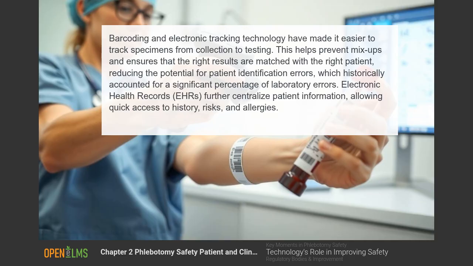Barcoding and electronic tracking technology have made it easier to track specimens from collection to testing. This helps prevent mix-ups and ensures that the right results are matched with the right patient, reducing the potential for patient identification errors, which historically accounted for a significant percentage of laboratory errors. Electronic health records, EHRs, further centralize patient information.